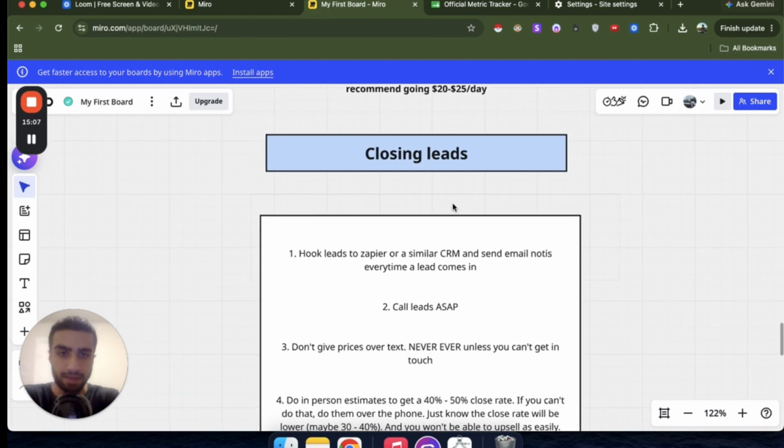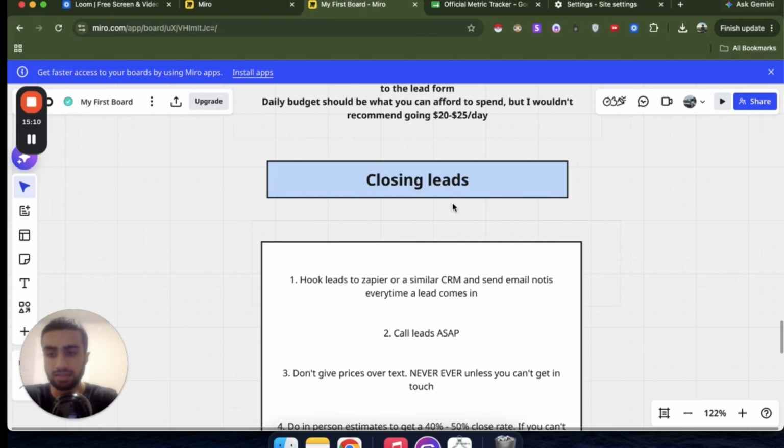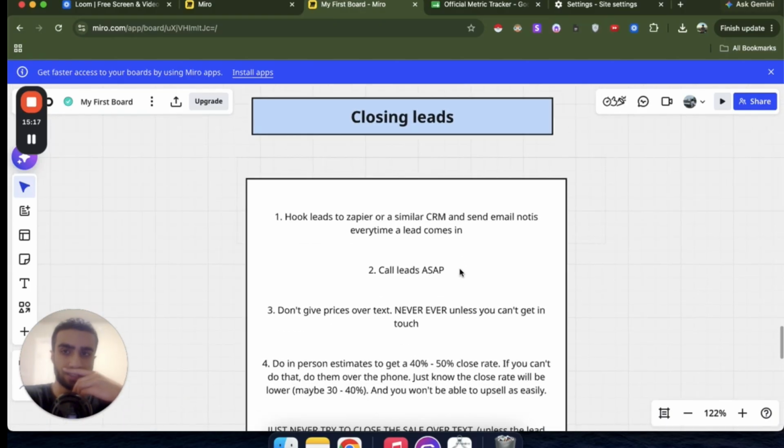And then of course you guys can get the leads, but the next most important part is actually being able to close these leads. It's probably just as important actually. What I do for closing leads is I hook everything up to Zapier. Zapier is an automation software where you can connect different software like Meta and email and Google Sheets and Jobber and all this stuff, right? So I set up an automation where as soon as a lead comes in, I get an email saying, "Oh, a lead came in," and then I'm able to call them up right away, which is the next thing I'm gonna get to.